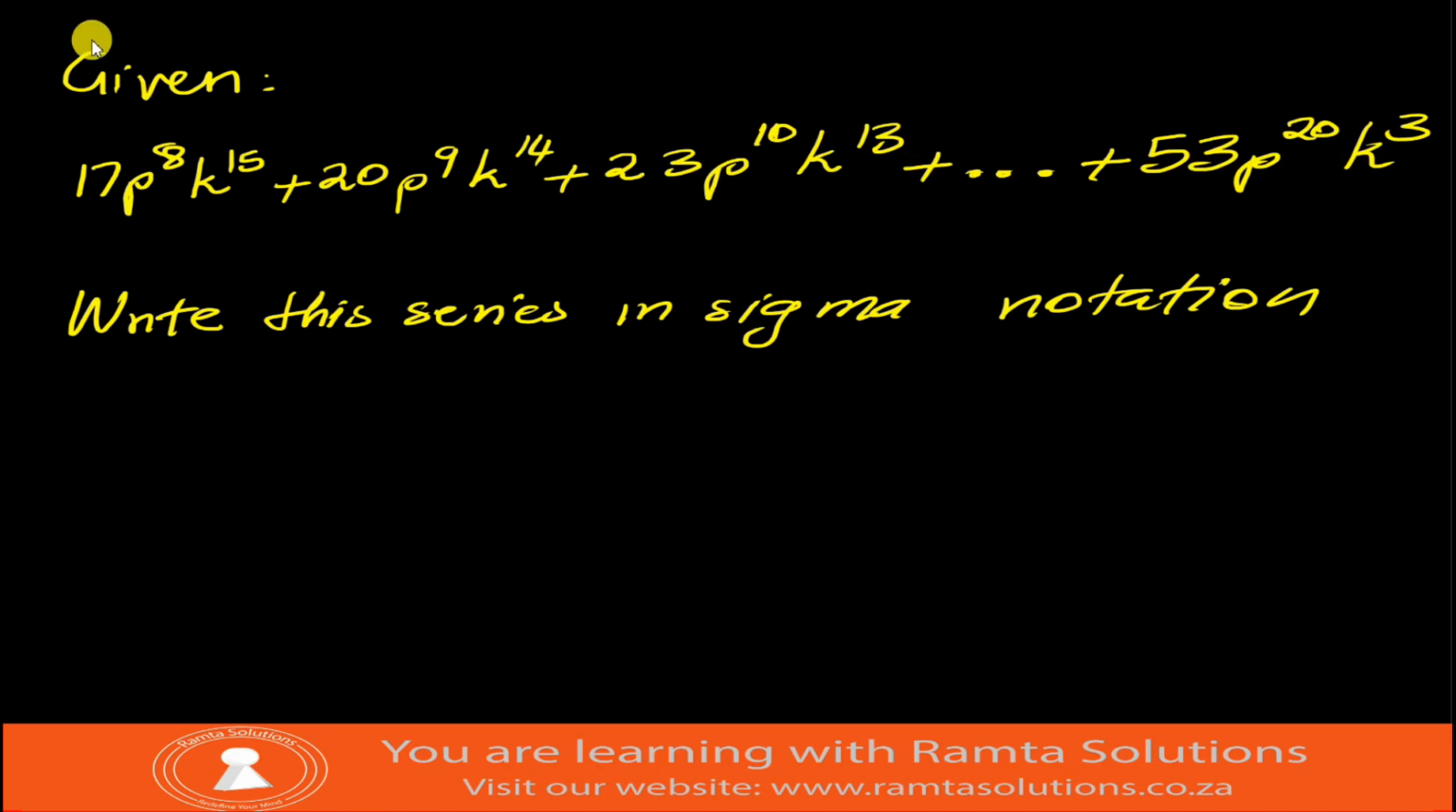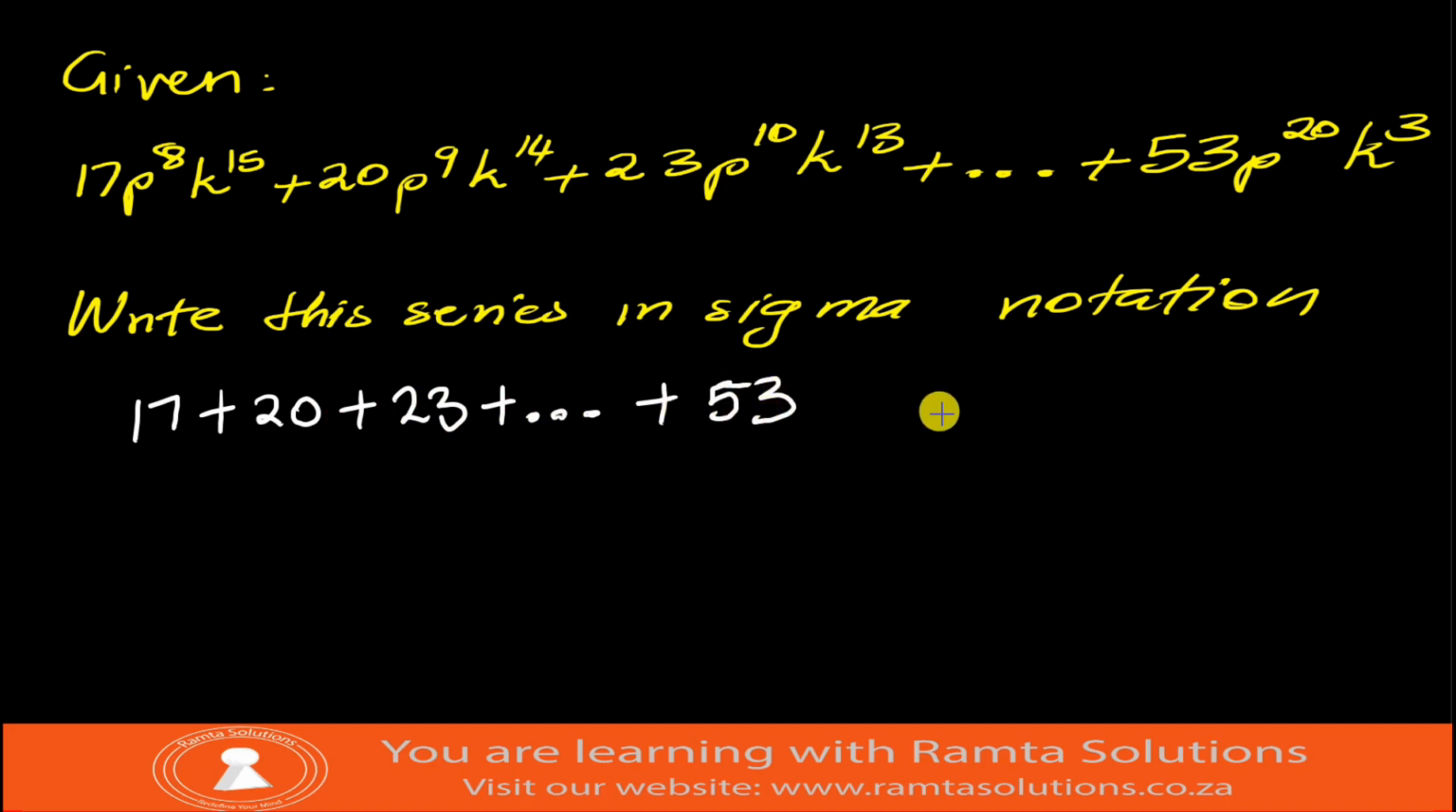I want you to see a pattern here. We have a pattern of constants. Now the constants are 17, 20, 23, and so on. And the last term is 53. Okay, these are the constants.